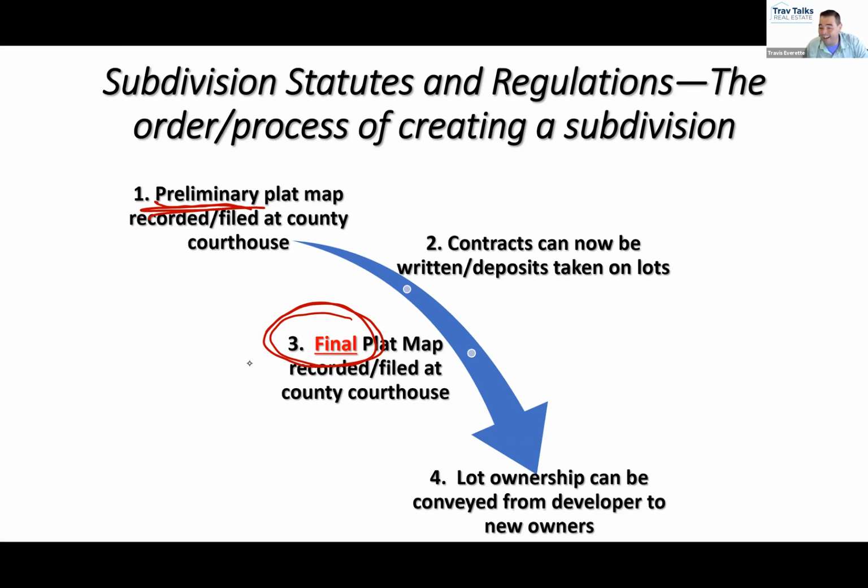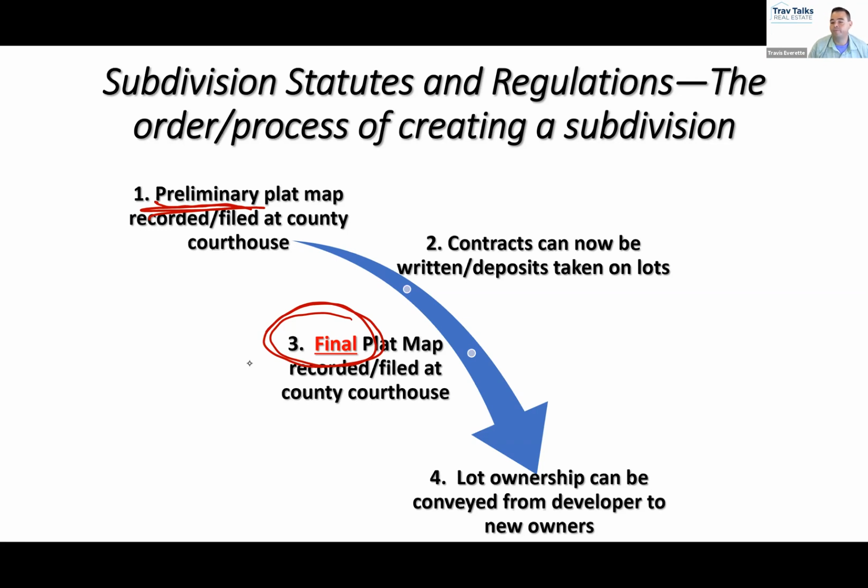But as soon as they lock it in as a final plat map, so let's say they've written contracts on 10 houses and they're building all 10 of them, and they finally finish number 1 and they're ready to close tomorrow on number 1. That's when they're going to go file the final plat map. Because they can't close on that one tomorrow until they finalize the plat map for the whole subdivision.